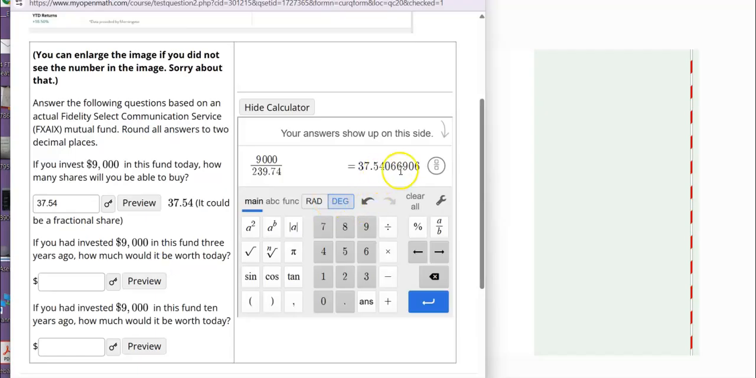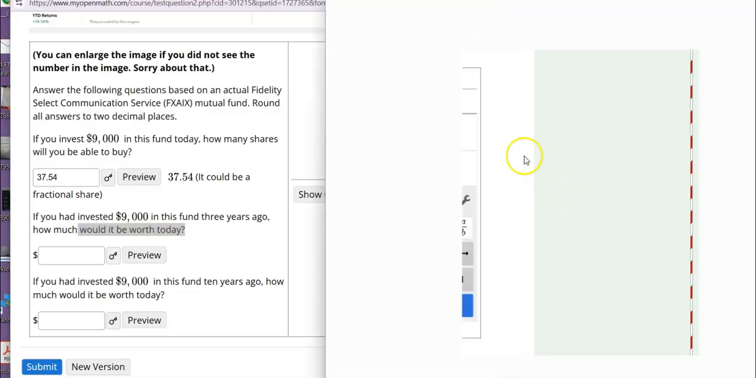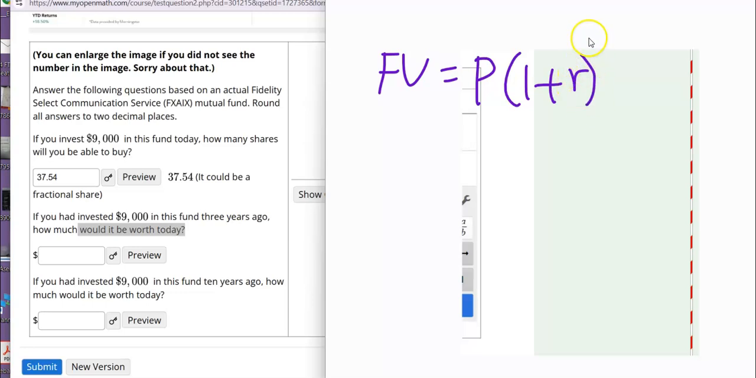Second question. Let me hide the calculator. If you had invested $9,000 in this fund 3 years ago, how much will it be worth today? So I'm looking for future value here. If it was invested 3 years ago, what's the future value going to be? There's a formula you can find from the book. Future value equals investment times 1 plus rate of return, the average rate of return, to the power of time. That's the formula. I'm going to use that.